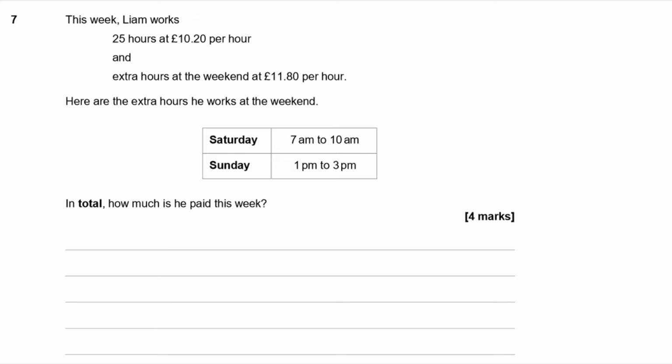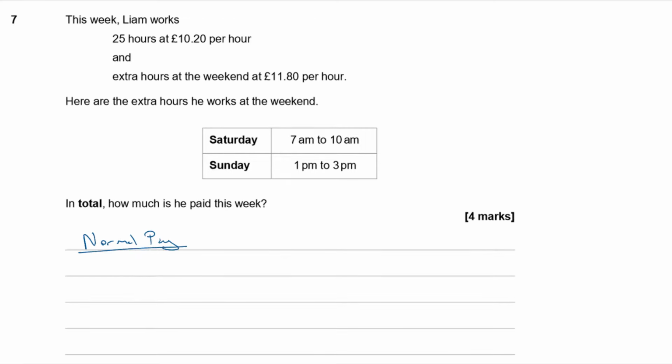Okay. So we're going to do this in 2 parts. We're going to work out his normal pay for his normal hours, and then we're going to work out his overtime, his extra hours that he worked at the weekend, and we're going to add them together, and that will give us our total, isn't it? So let's do his normal pay first.